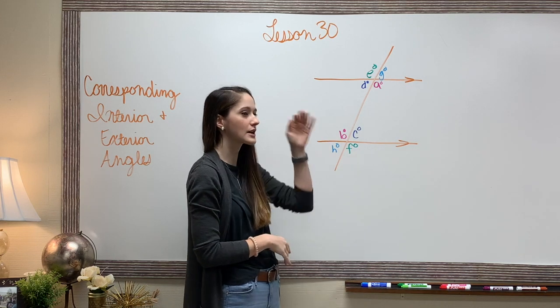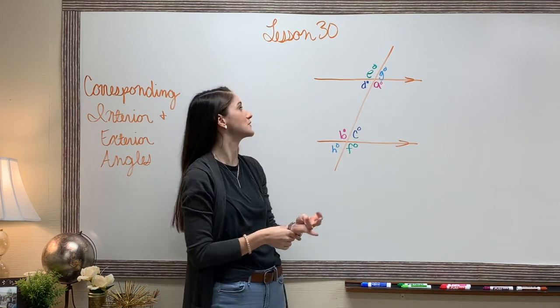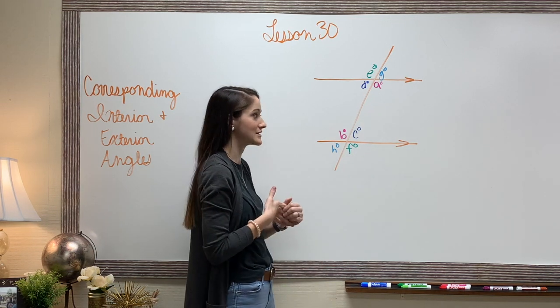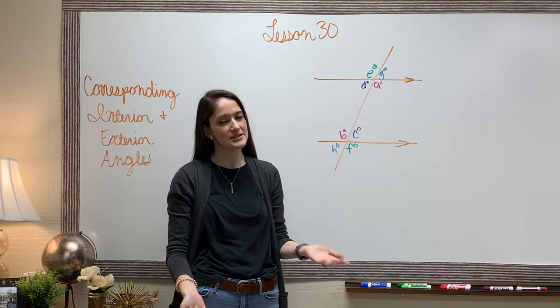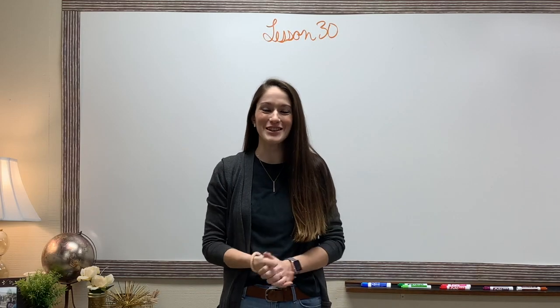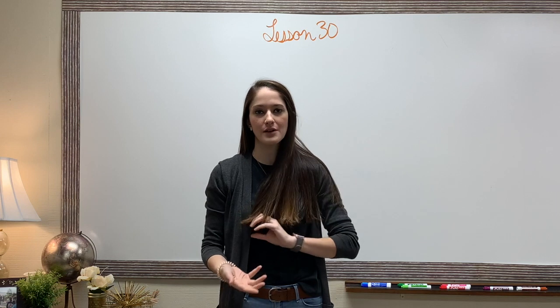So this is a shortcut. When they do give us just one angle and we get to that part with proofs and they want us to prove why an angle is whatever, we can say it's because they are corresponding alternate interior angles or alternate exterior angles. Okay, and that's it for lesson 30. Not much to it. Lesson 30 really is a review of geometry.